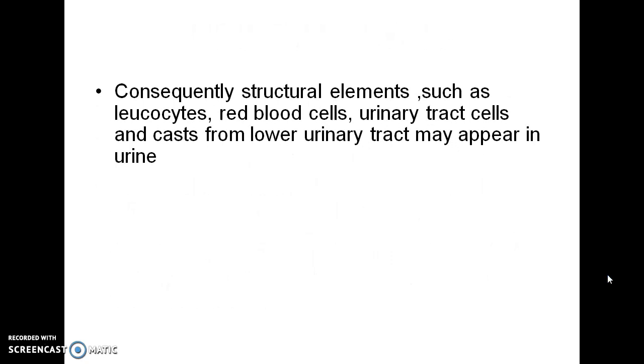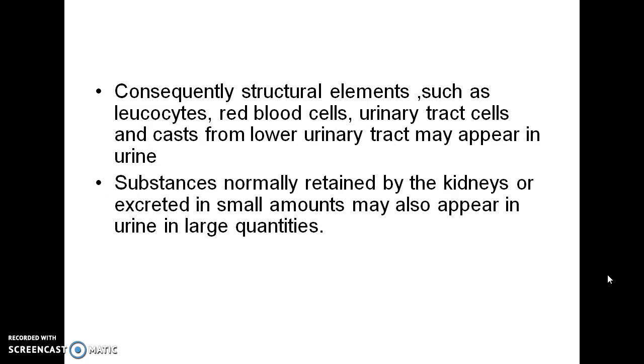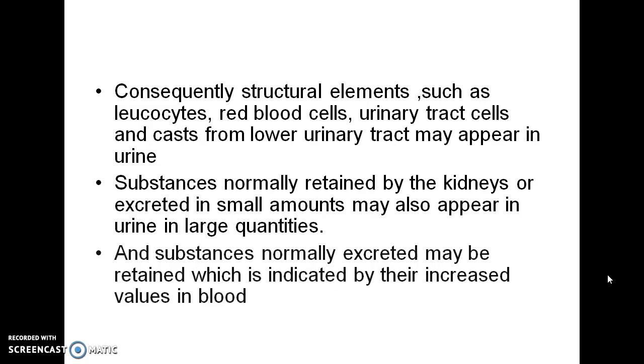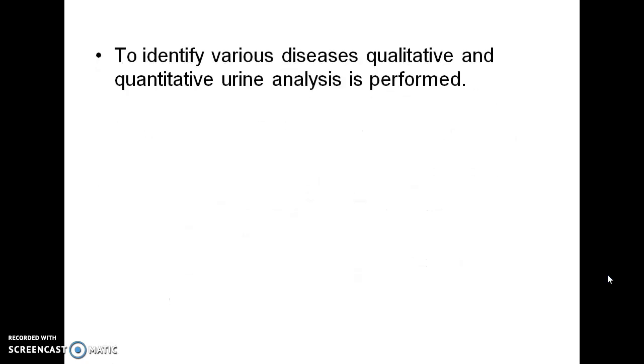Consequently, structural elements such as leukocytes, red blood cells, urinary tract cells, and gas from the lower urinary tract may appear in urine. Substances normally retained by the kidneys or excreted in small amounts may also appear in urine in large quantities. And substances normally excreted may be retained, which is indicated by their increased values in blood. To identify various diseases, qualitative and quantitative urine analysis is performed.